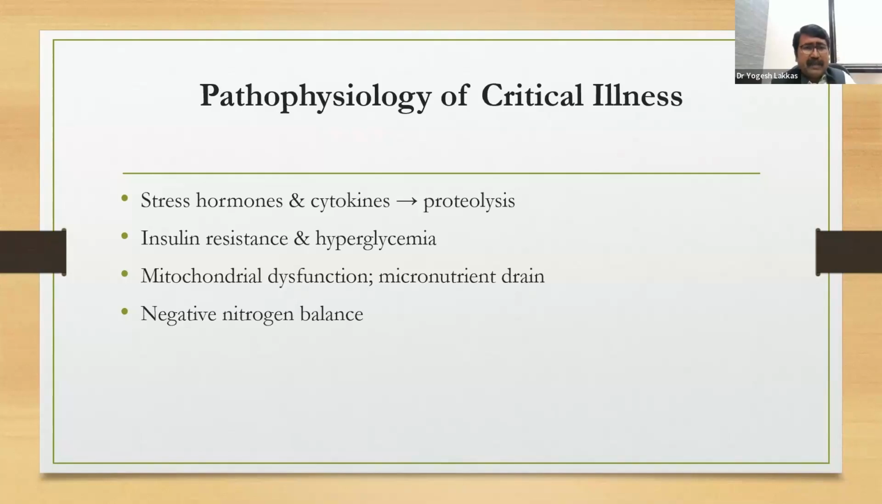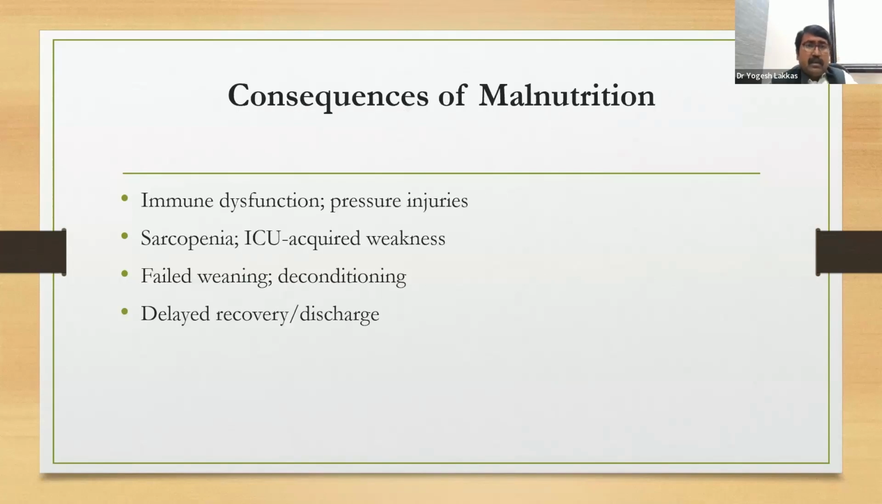Then negative nitrogen balance will again predict the poor outcome of the patient, and you will have to maintain the protein part of the nutrition. Consequences of malnutrition: we can see that immune dysfunction may happen, then pressure injuries can happen, sarcopenia will happen, then ICU acquired weakness can be there, which can prolong the stay of the patient in the ICU. Failed weaning, deconditioning will again increase the mortality in the ICU. Then delayed recovery could be there.